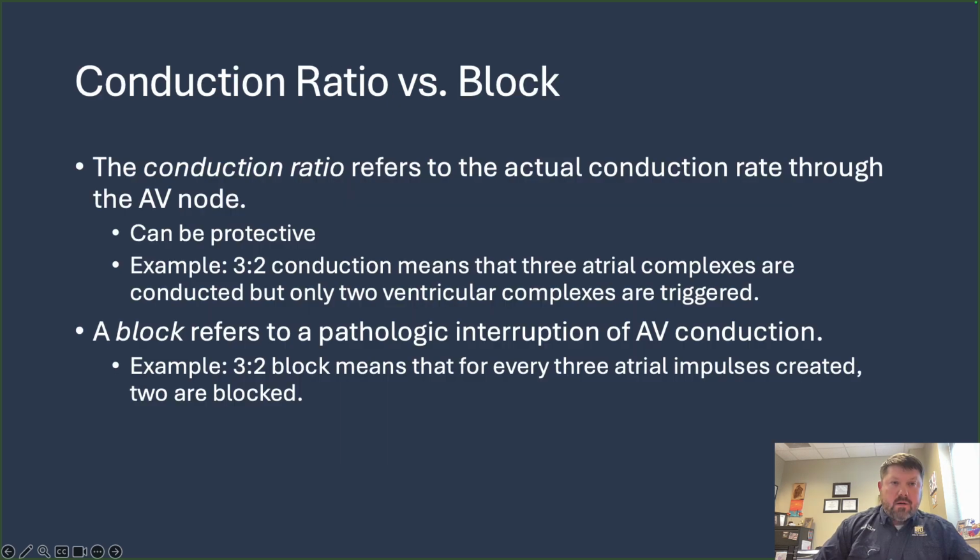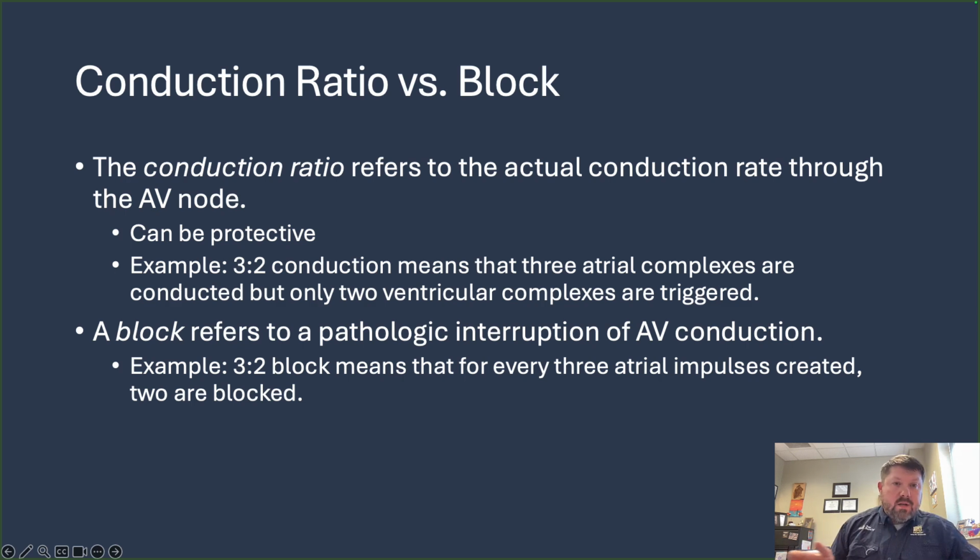So conduction ratio refers to the actual conduction rate through the AV node. The AV node acts as a gatekeeper to the ventricles. And normally the AV node senses atrial depolarization and holds the impulse for a few milliseconds to allow for ventricular filling. Then it allows the conduction to go into the ventricles. This results in a 1-to-1 ratio in a normal rhythm. But the conduction ratio for both the atria and the ventricles can vary in atrial flutter.